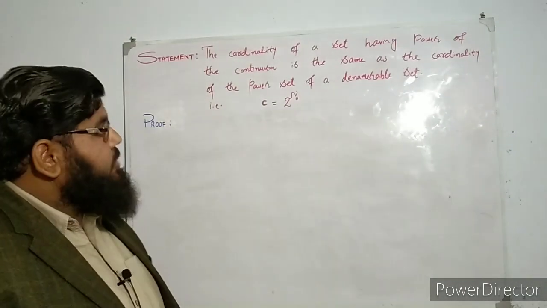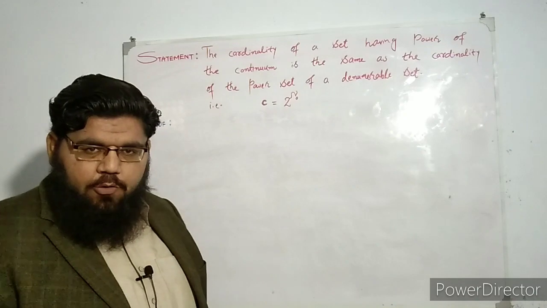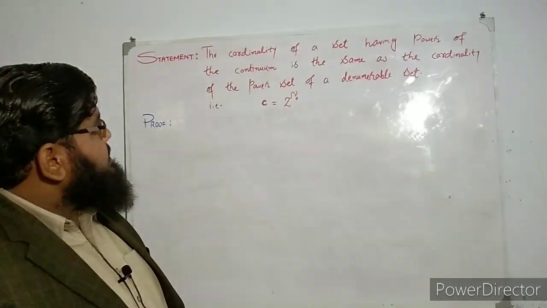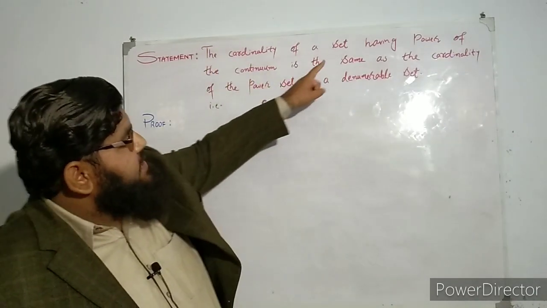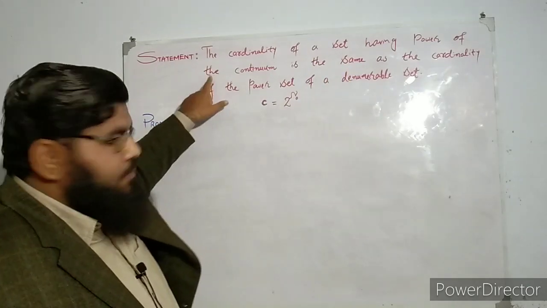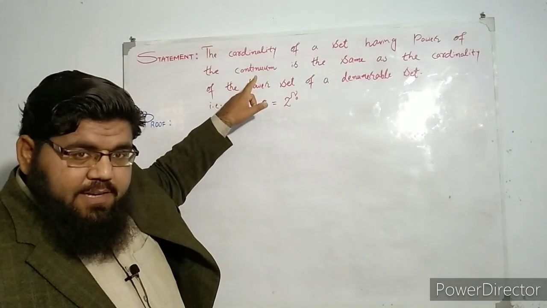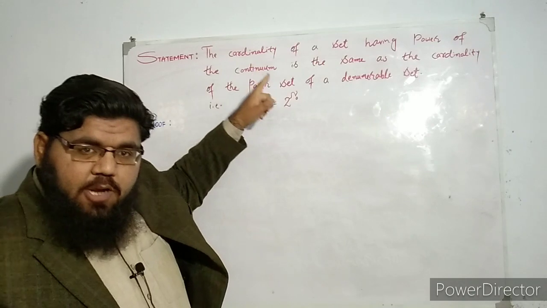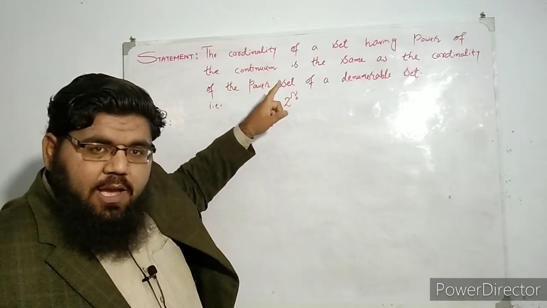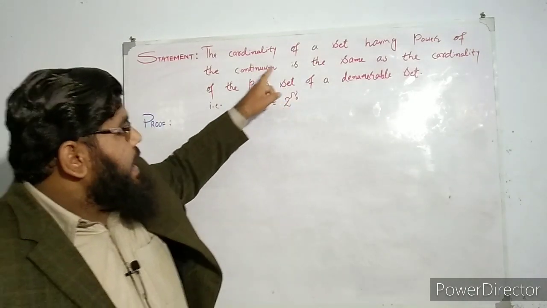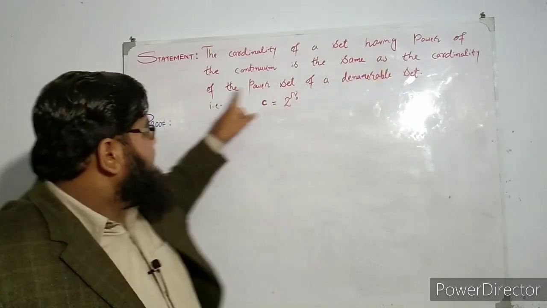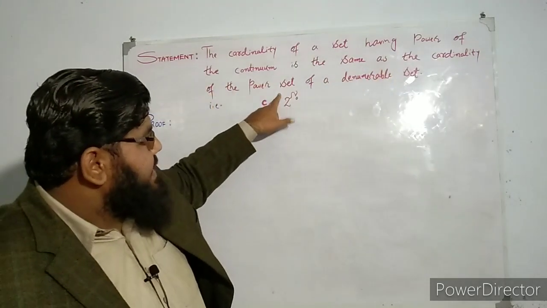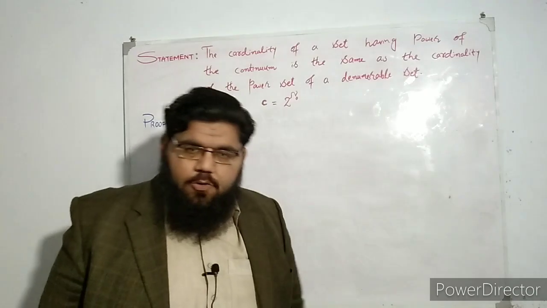So students, here we have the statement of the second theorem that we are going to prove today. It says that the cardinality of a set having the power of the continuum, what does it mean? It is a set which is not countable and is not a finite set, is the same as the cardinality of the power set of a denumerable set.